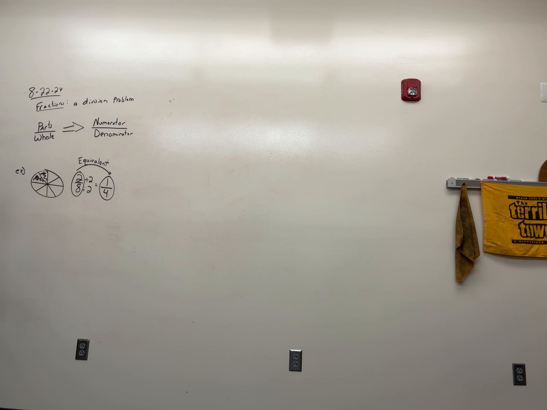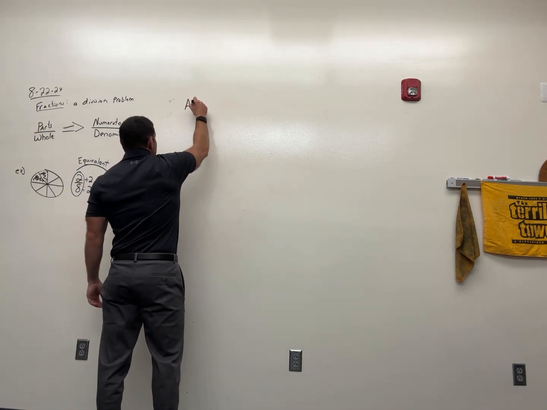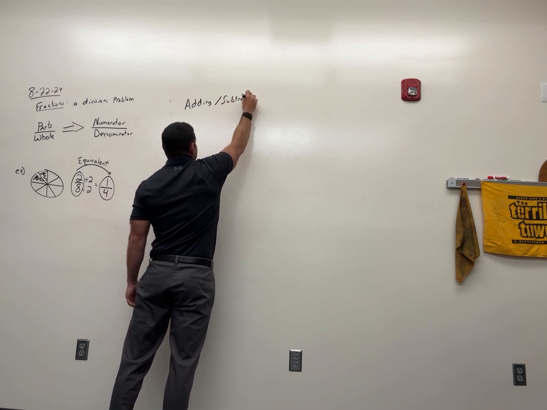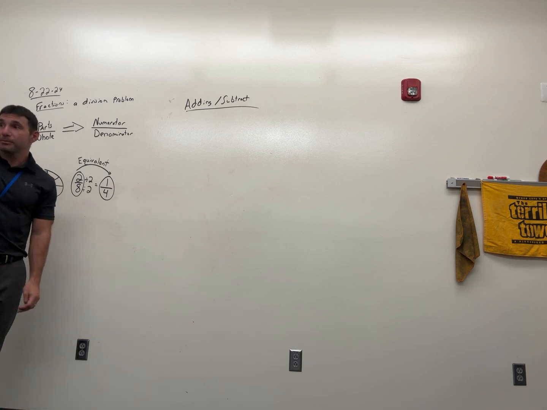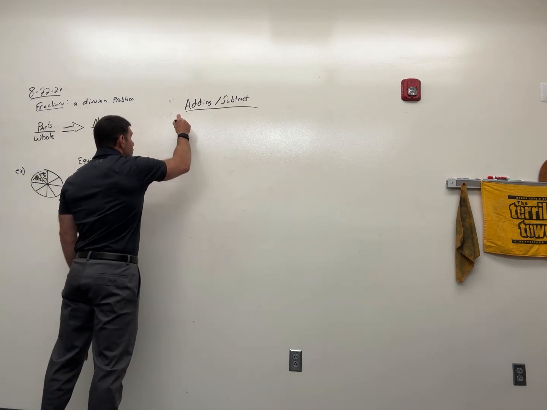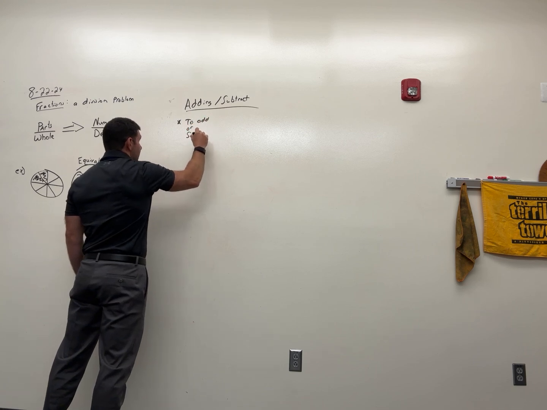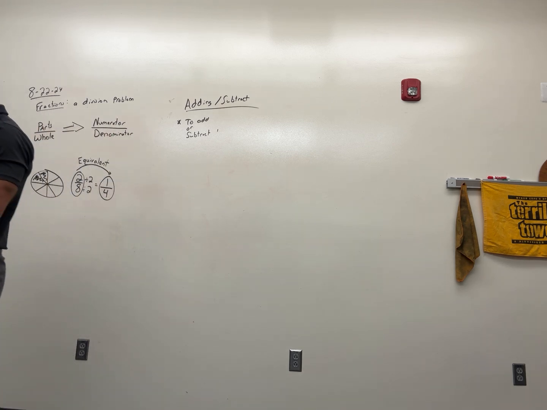So we have the numerator, we have the denominator. We are today talking about adding and subtracting fractions. And there is one major rule that needs to happen. Okay? To add or subtract. You have a blank. It says blank must be the same. When we're adding or subtracting, what has to be the same?